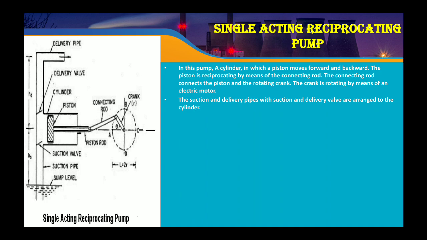The suction and delivery pipes with suction and delivery valves are arranged on the cylinder. Here you can see the suction pipe and suction valve which are arranged on the cylinder. The suction valve allows the water into the cylinder, and by the help of the suction valve, the water from the sump level is allowed into the cylinder. And the delivery valve lifts the water from the cylinder, and by the help of the delivery valve, the water leaves the cylinder.